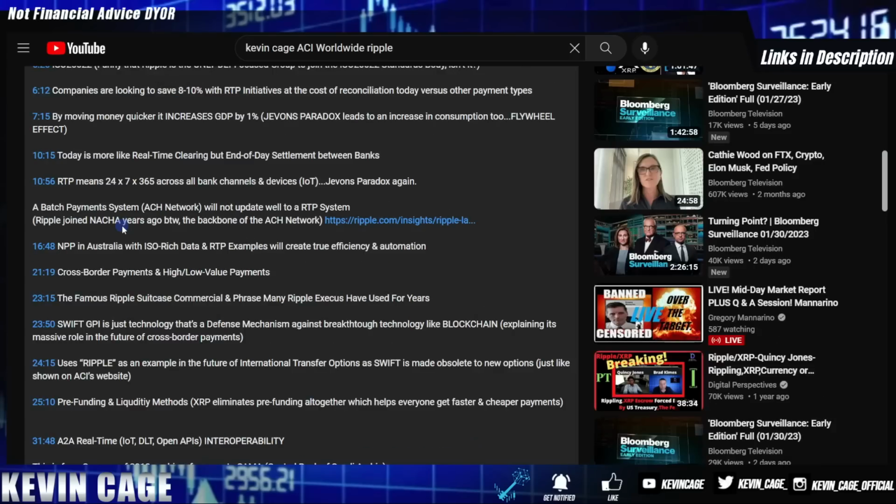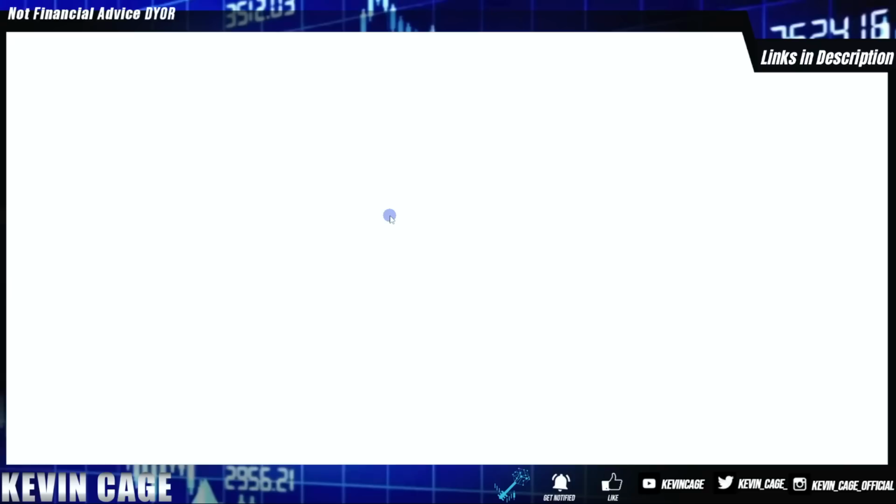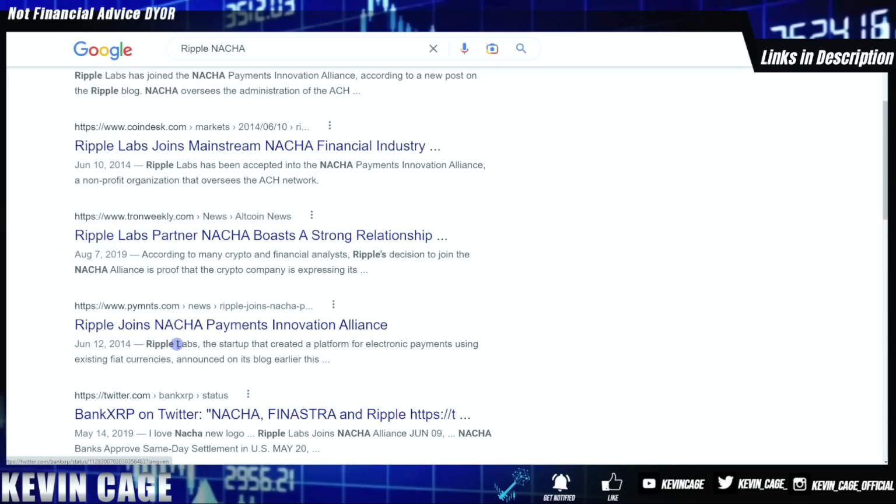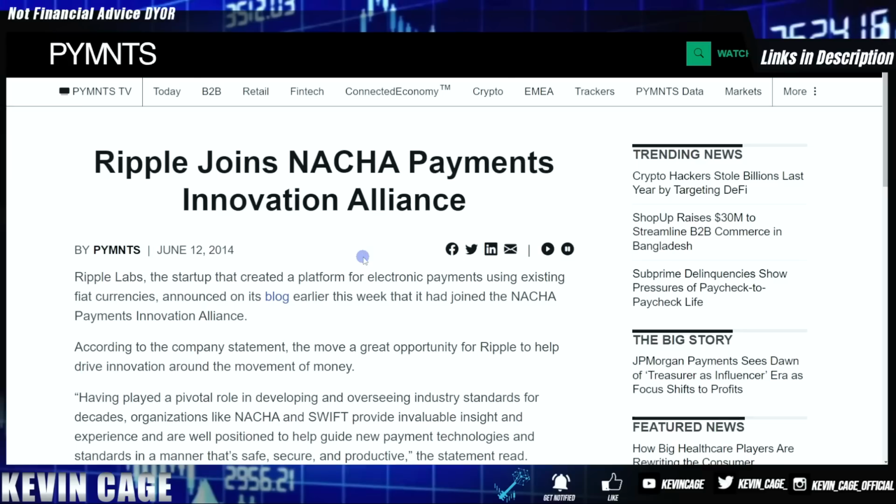And fundamentally, you guys already know there are massive ties between the company Ripple, the XRP ledger, and a variety of payment processors. And Ripple joined the NACHA alliance years ago, which is the backbone for the entire ACH network. They actually removed this link, I'll show you. It was on Ripple's website for years. Okay, payments.com. Ripple joins the NACHA Payments Innovation Alliance.